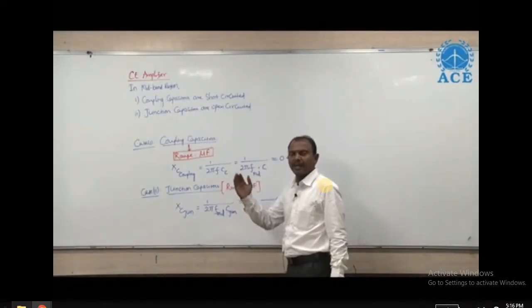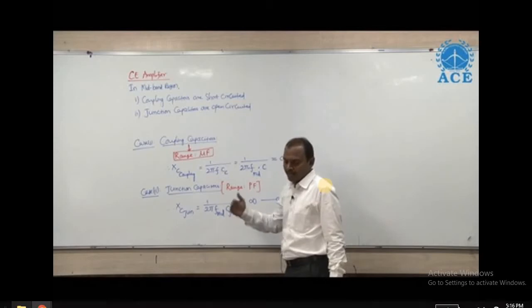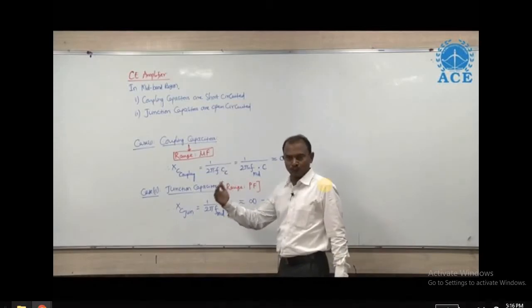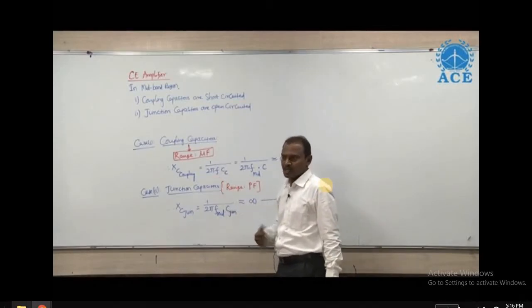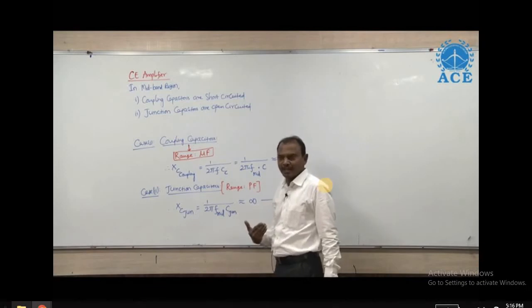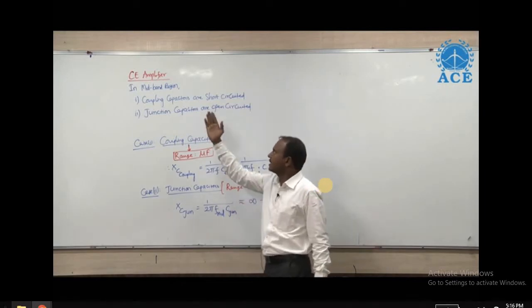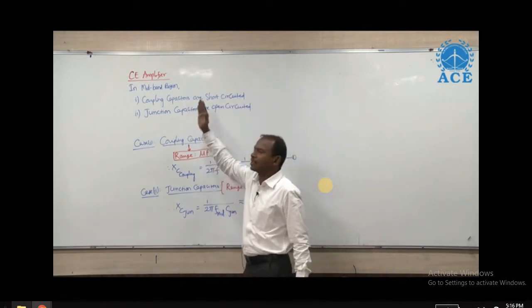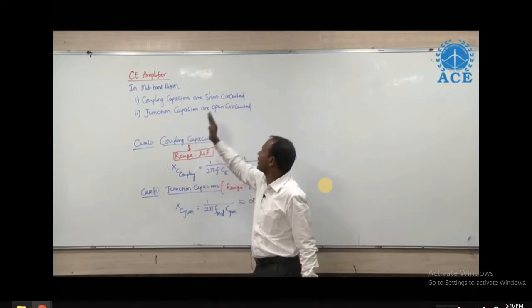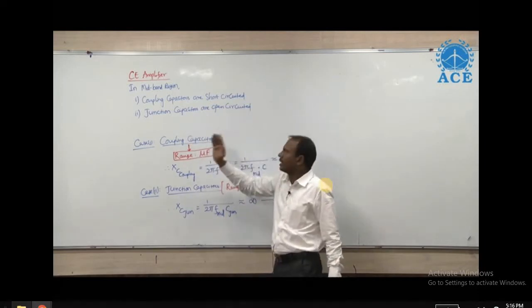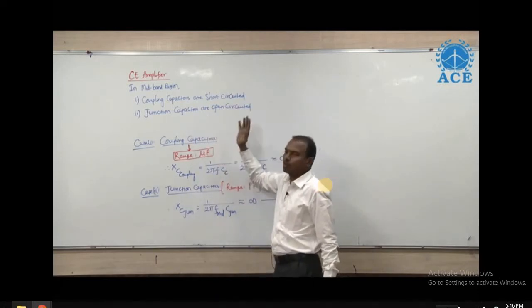In a common emitter amplifier, which of the following statements is true? That is the question given to us. Out of the 4 statements given, option C is the correct option. That is, in a CE amplifier in the mid-band region, coupling capacitors are short-circuited and junction capacitors are open-circuited.